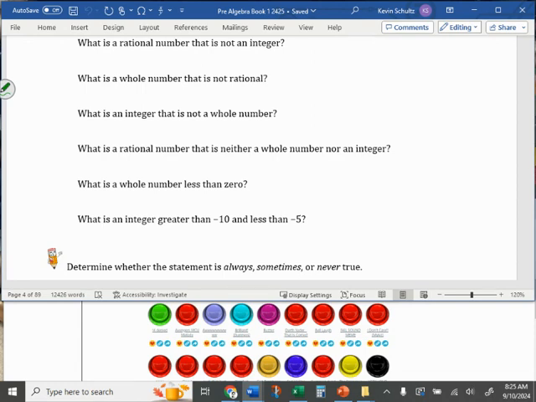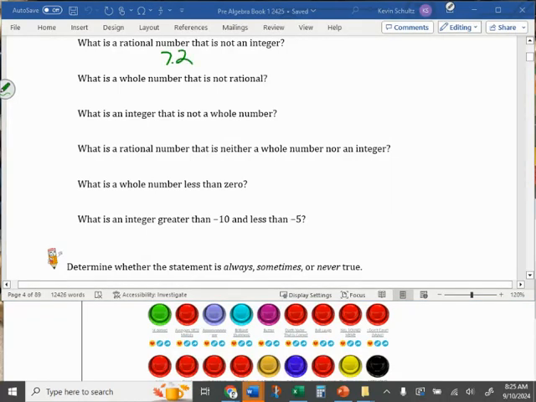7.2. Sure, an example, 7.2. Why is it rational? Because it's a decimal that ends. Why is it not an integer? Because it's a decimal. Okay? What is a whole number that is not rational? A whole number that is not rational.